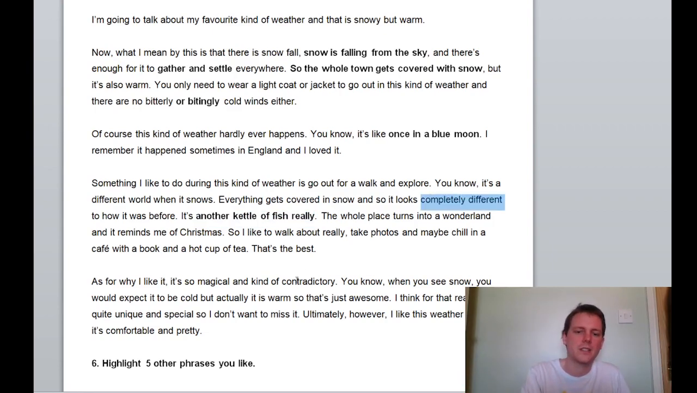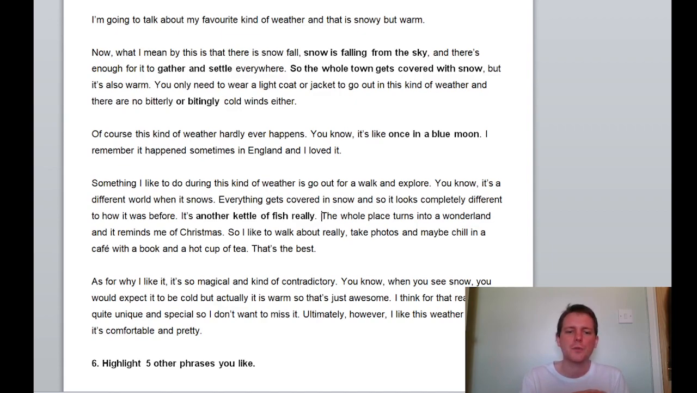Another kettle of fish, it's used to compare two things. Living in England is another kettle of fish compared to living in Thailand. That's how you could use it. It's completely different. They're like two completely separate, different things. So yeah, that's what another kettle of fish means.